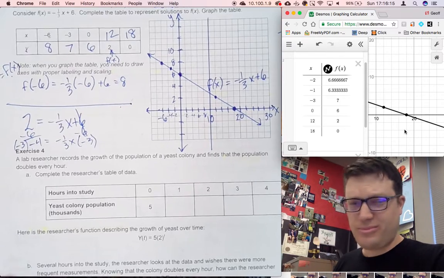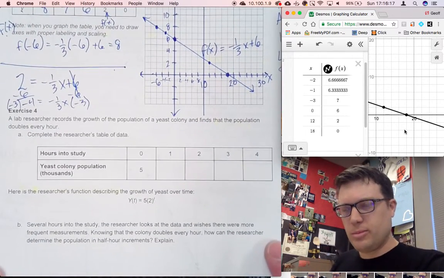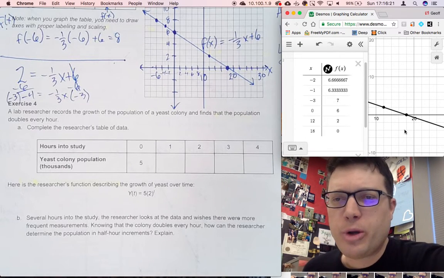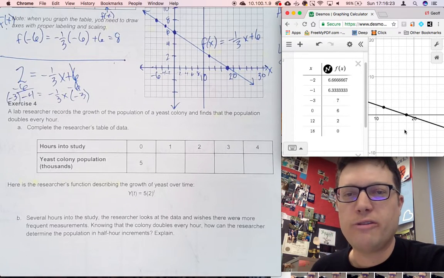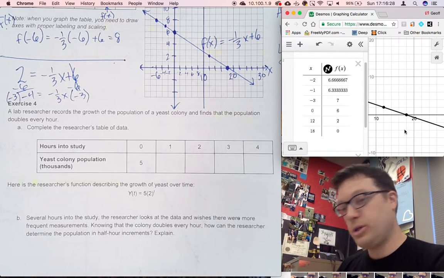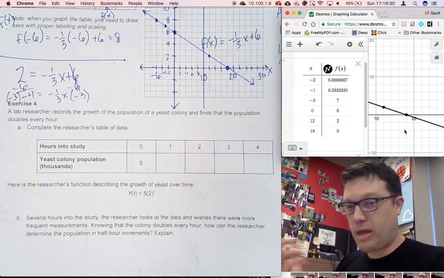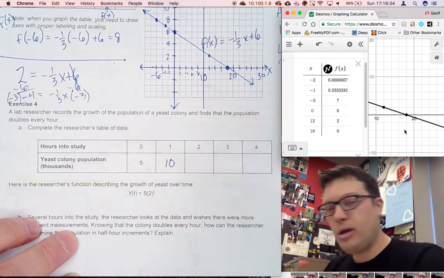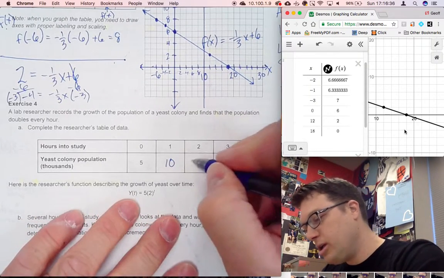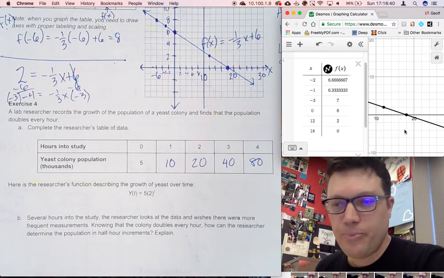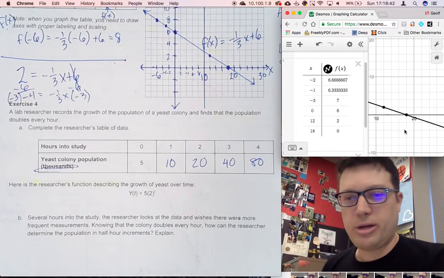Exercise 4. Sorry, I'll try to keep it simpler. I can't. This question's a good question. A lab researcher records the growth of the population of a yeast colony and finds that the population doubles every hour. Complete the researcher's table of data. So at 0, there's 5,000 bacteria. 1 hour later, there's 10,000 bacteria, and then 20, and then 40, and then 80,000 bacteria. Keep in mind the thousands right there.